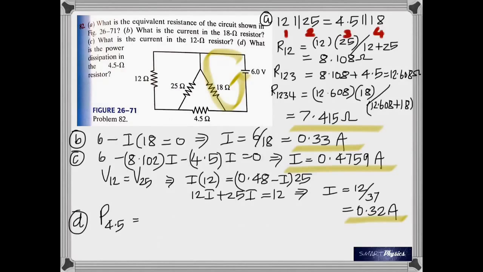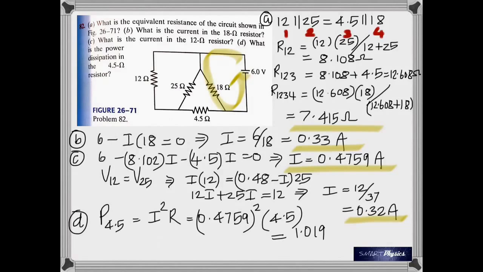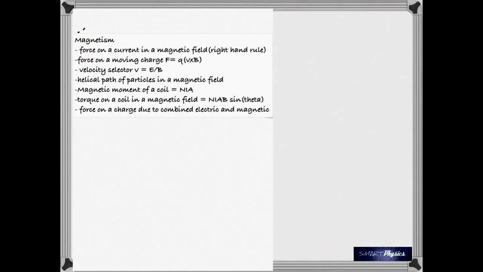Find the power dissipated: I squared R. We know the current through 4.5. Square that times 4.5 will give you the power dissipated, 1.019 watts. Brings us to the last chapter, magnetism.